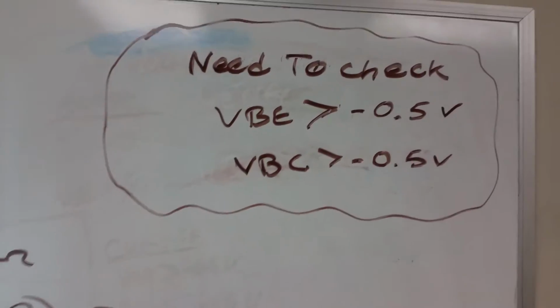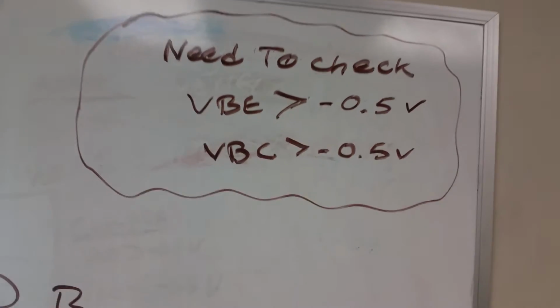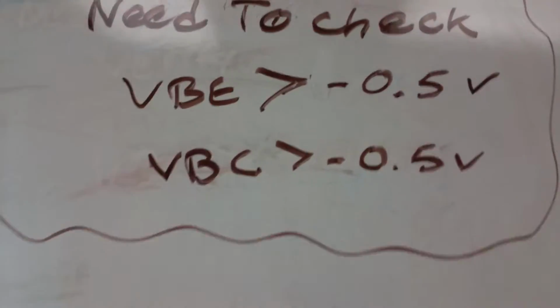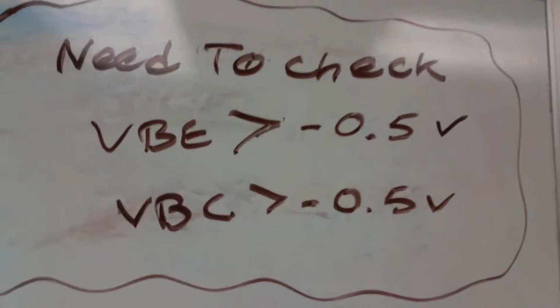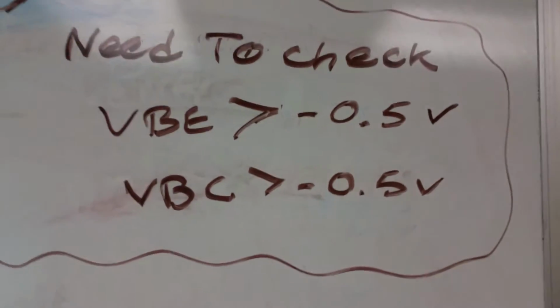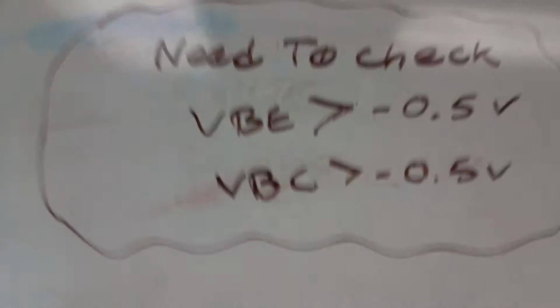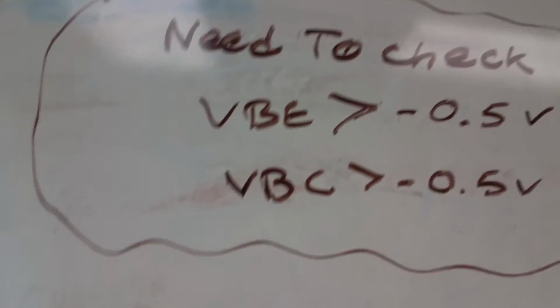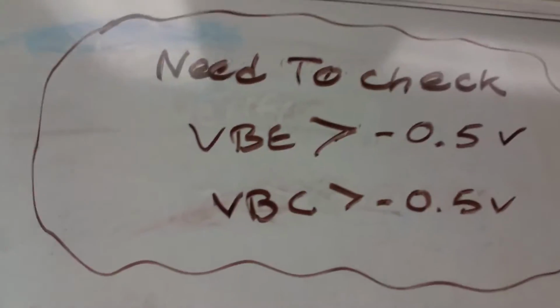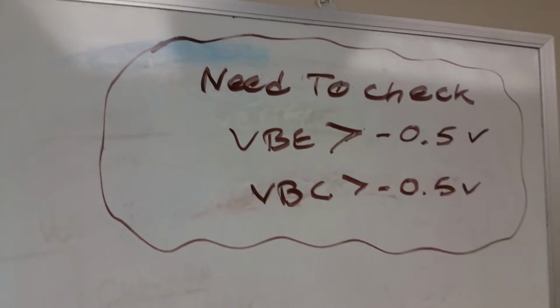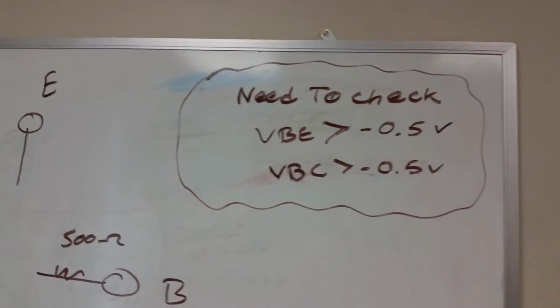It's always good to put a checklist just to get you guys in the mindset of what you're actually looking for. We need to verify that VBE is greater than -5 volts and VBC is greater than -5 volts. Once we've proven those two criteria are met, we're done. If we can't prove it, we're going to have to check the active or the saturation region.